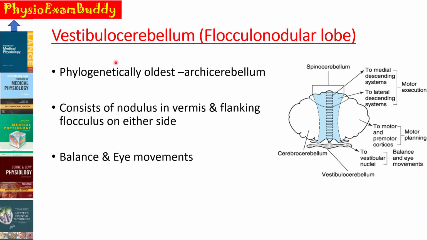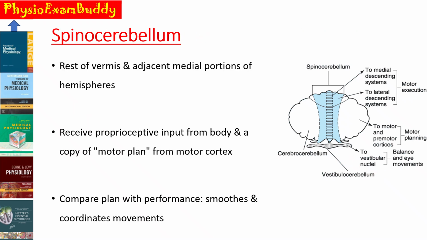In detail about the functional divisions, first about the vestibulocerebellum or the flocculonodular lobe. This flocculonodular lobe is the phylogenetically oldest portion. That is why it is also known as archicerebellum. This consists of the middle nodules in the vermis and two flanking flocculus on either side of the nodules. And it is mainly concerned with balance as well as eye movements.